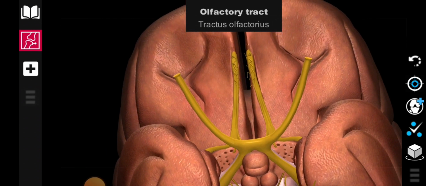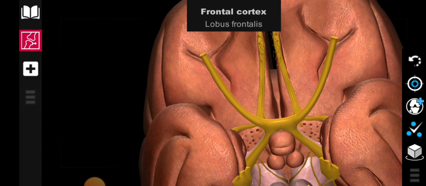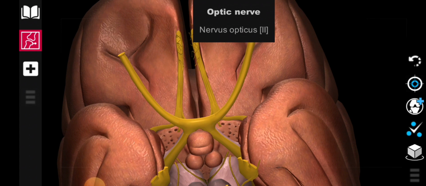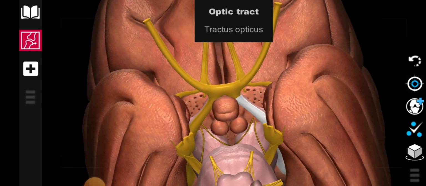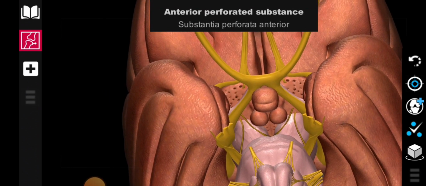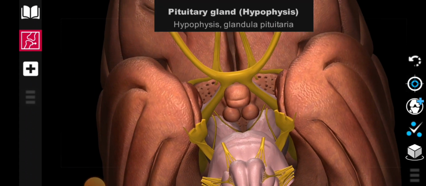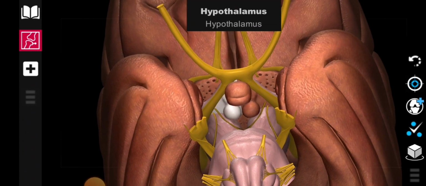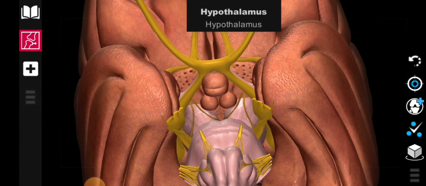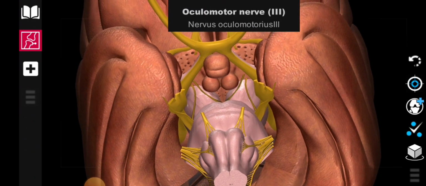That is the olfactory nerve and tract. This is the frontal cortex, right? This is the olfactory trigone, and this is the optic nerve, the optic chiasma, the optic tract. And what are they on both sides? This is the anterior perforated substance on the base of the brain, right? This is the pituitary gland or hypophysis cerebri, and these are the hypothalami, left and right. Okay, and let me mark, this is the oculomotor nerve, the 3rd cranial nerve.